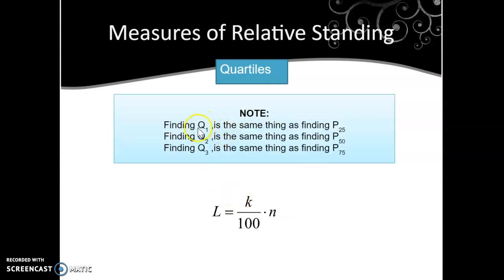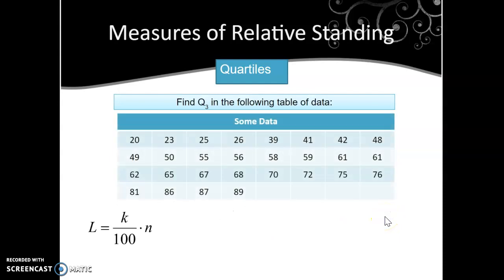Okay, so in other words, what we just said, Q1 is the same thing as the 25th percentile. Q2 is the same as the 50th percentile, or the median. Q3 is the 75th percentile. And we're going to use the same formula as we did in the previous problems.